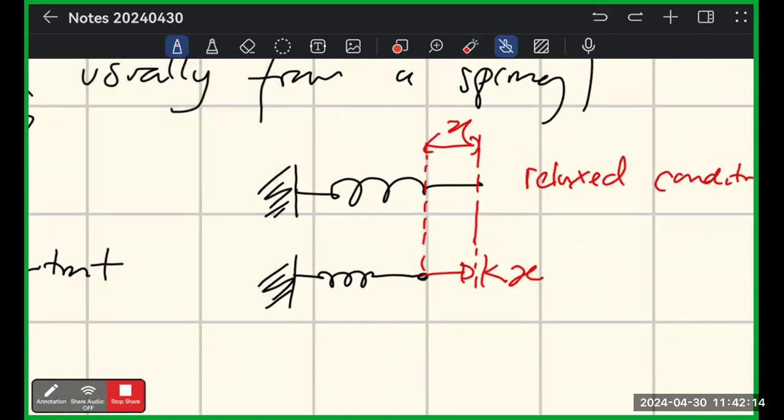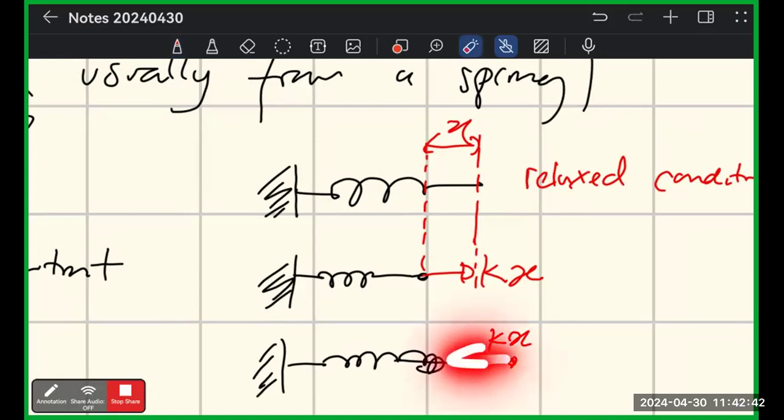Okay, and if it's elongated by x, right? If the spring, instead of contracted, is elongated by x, it will have a force of minus kx, or it's just kx in the direction to the left, because it's elongated to the right. The force is to the left. It's just the logic that the spring that you guys have. So here the x is here.